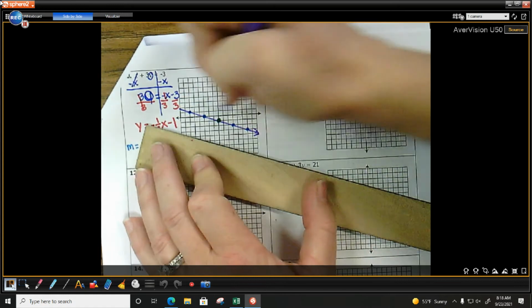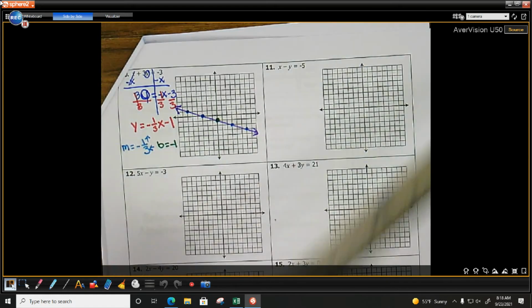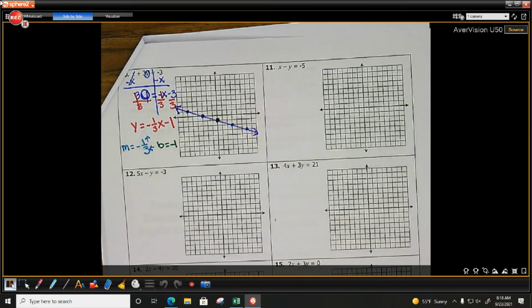Guys, you want to use a straight edge because if you don't use a straight edge, you might not notice that you counted from one point to the next. Okay? We go with that? So this is putting together what we did last class with what we just did. You have to be able to solve for y, get it in slope-intercept form in order to find your m and your b to graph. Okay? So let's look at this next one.